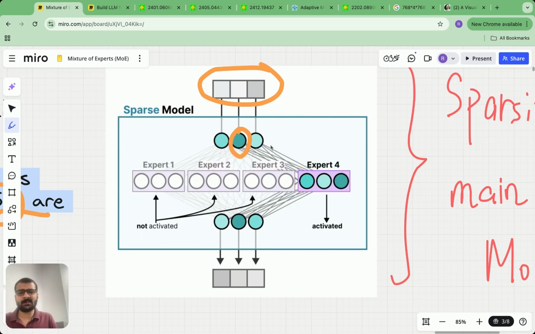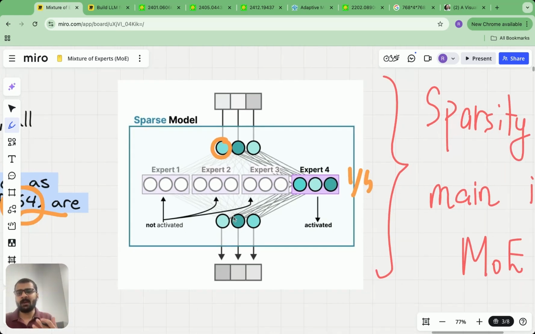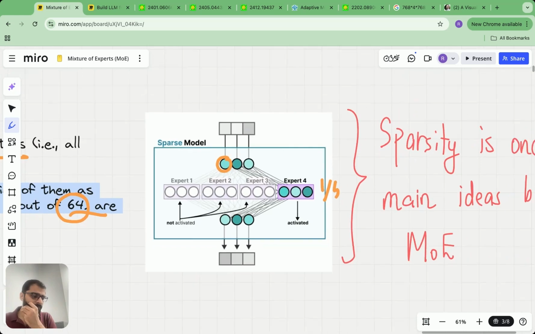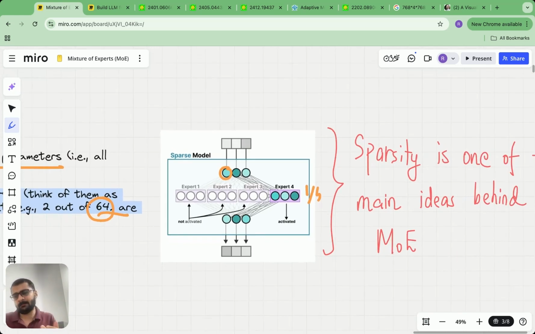This means that there is a sparsity factor of 1 by 4, which is 0.25. So for every token in this input sequence, it will be routed to only one of the four experts. And then we get the output. That reduces my pre-training or the inference time.